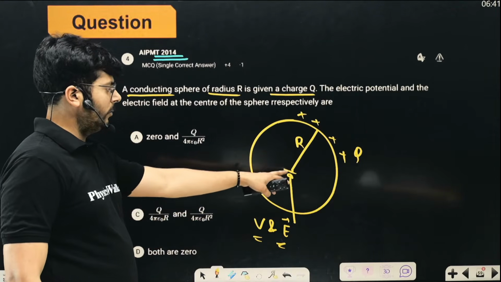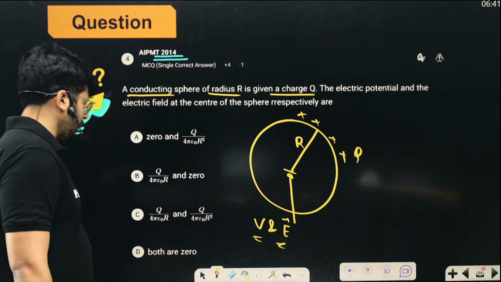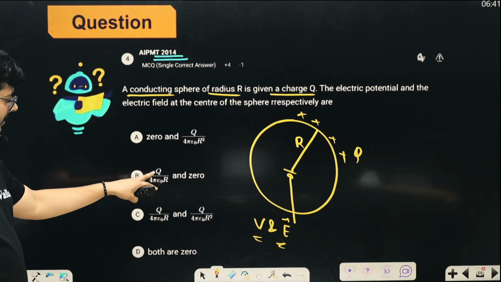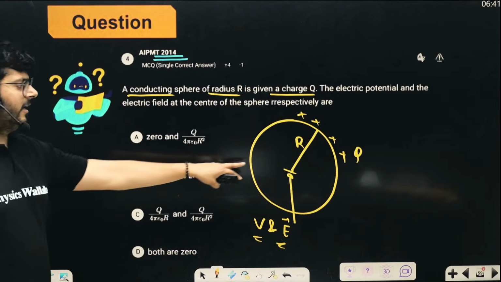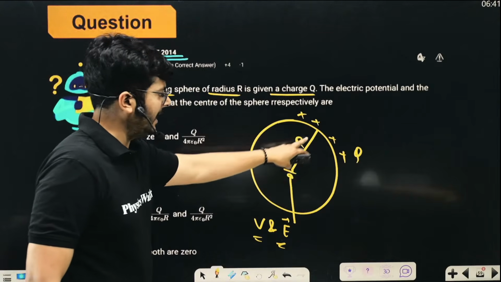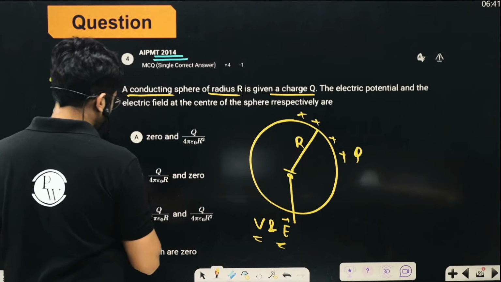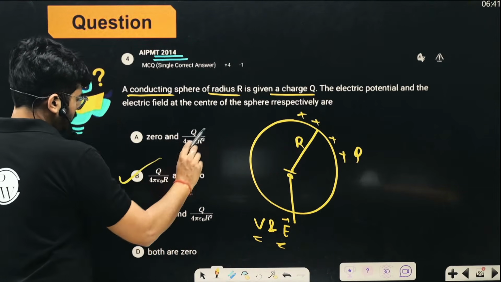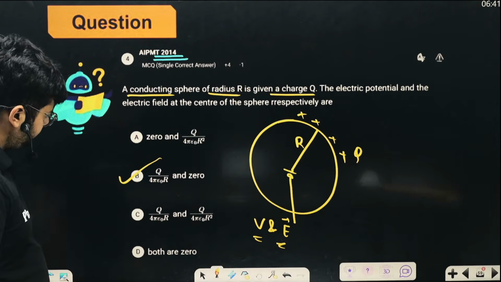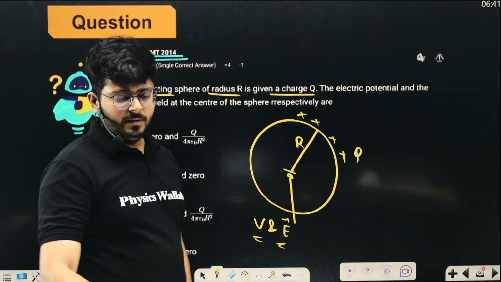So electric potential over here is kq by r, right? k is 1/4 epsilon naught, so it is q by r, and electric field over here is 0. In fact, at every point inside the surface, this particular shell, it is going to be 0. In this conductor, it's going to be 0. So option B is going to be the correct answer.